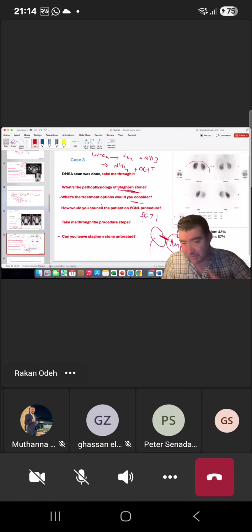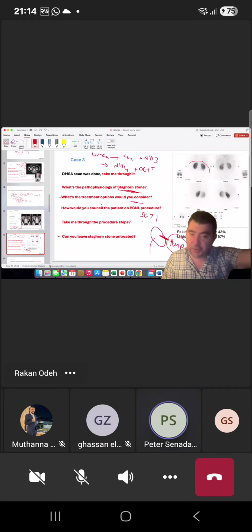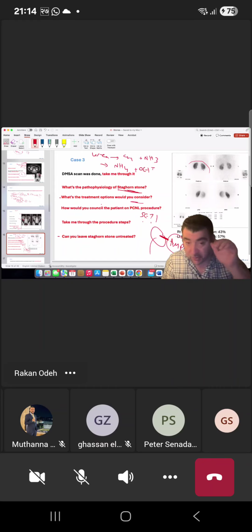Now, for example, in Leicester, we do all stones in MDT, even if it's 1 millimeter stone. The reason for this is because we don't want any patient to fall away from our umbrella, to get lost. So all stones go through the MDT, and I think this is a practice now everywhere. So not to mention staghorn.